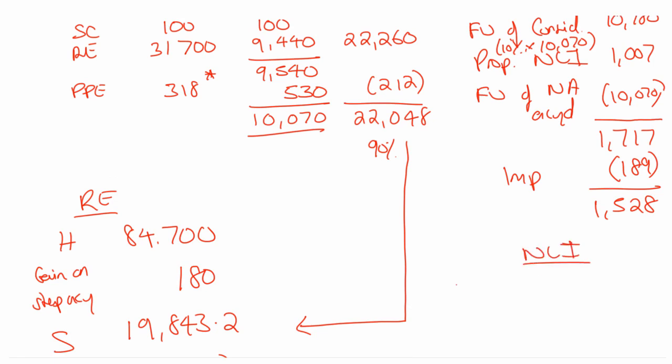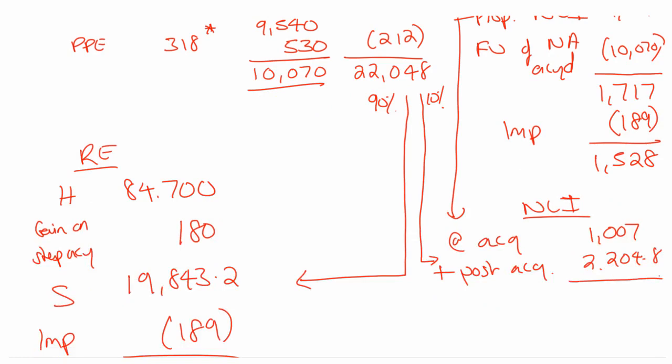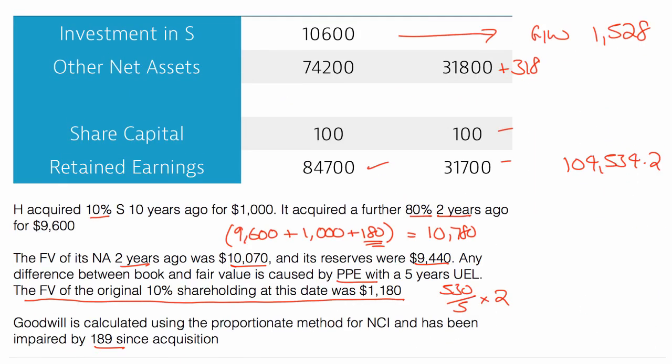Now I can do NCI. So NCI, at acquisition, always the same as what you had in goodwill. So at acquisition 1007, plus post acquisition. So they deserve 10% of the post acquisition, which is here, look. So 10% of 22048 is 2204.8, isn't it? And no impairment, so it's just a case of adding those two together. 1007 plus 2204.8 comes to 3211.8. If I put the 3211.8 in NCI.